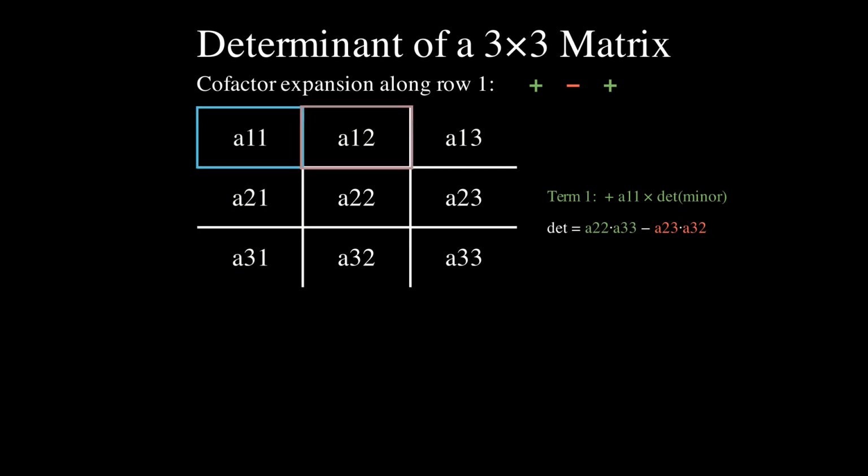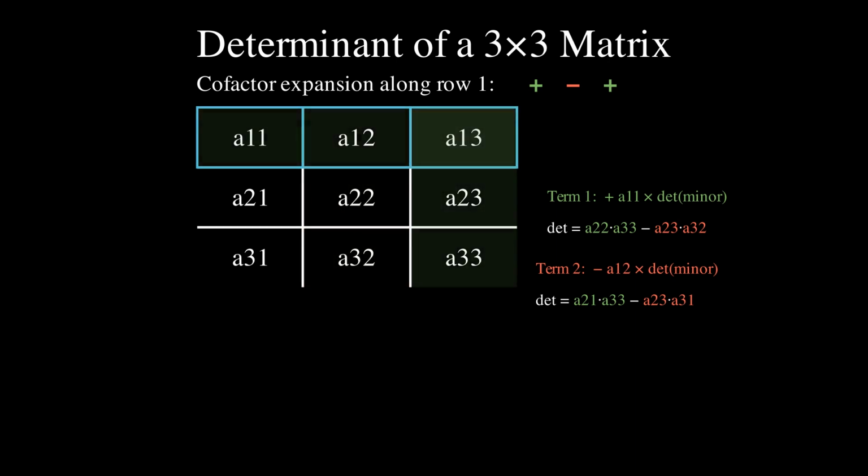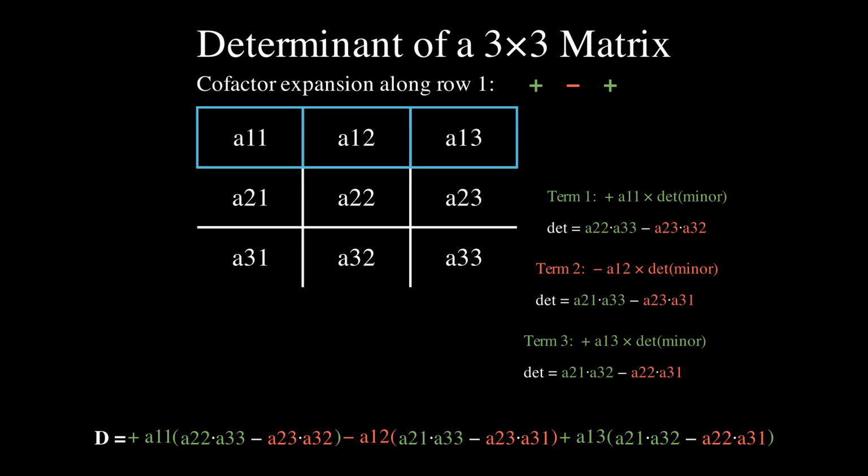Second term, subtract a1,2 times its minor. Delete row 1 and column 2, take the 2x2 determinant, down-right minus up-right. Third term, add a1,3 times its minor. Delete row 1 and column 3. Again, down-right minus up-right. Putting the three terms together gives the full formula. Plus a1,1 times its minor, minus a1,2 times its minor, plus a1,3 times its minor. Let us see an example.